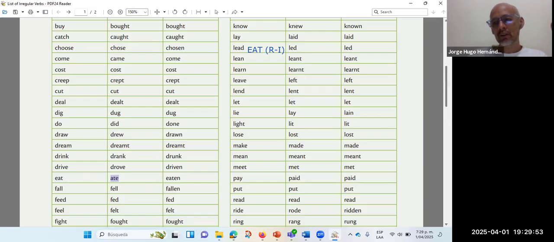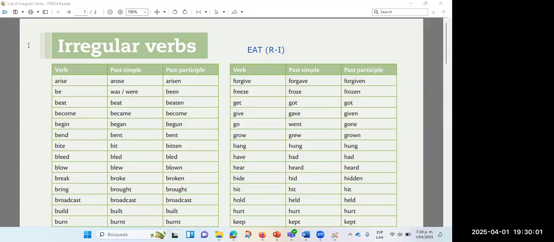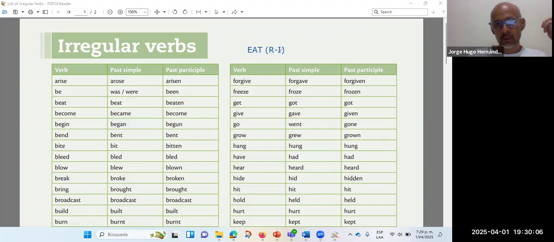Si no está en el listado, ¿qué tenemos que hacer? Guys, what do we have to do? Pensaríamos que es regular. Exacto. En este caso es un verbo irregular, ¿no? Pero si yo buscara este verbo y no lo encontrara en la lista, entonces diría, como no está en la lista de los verbos irregulares, es un verbo regular, ¿no?